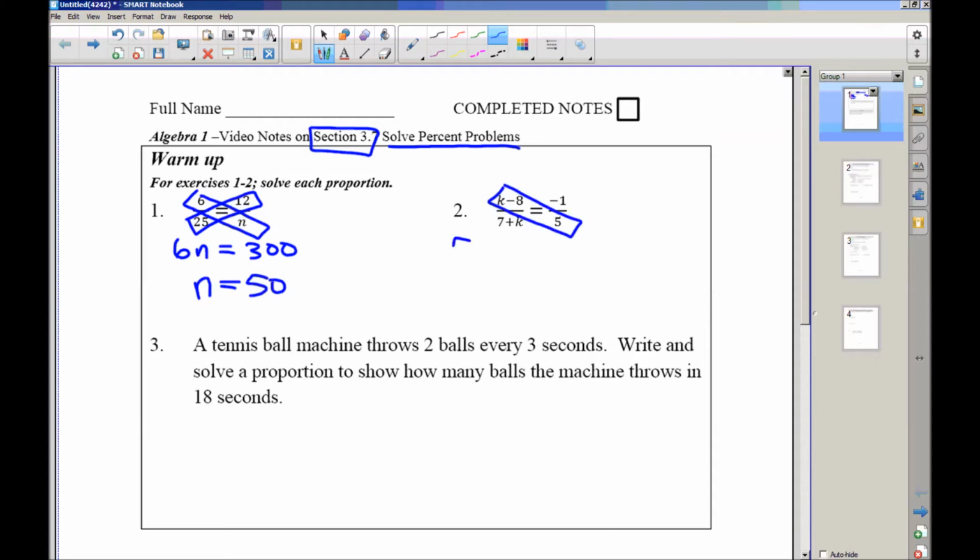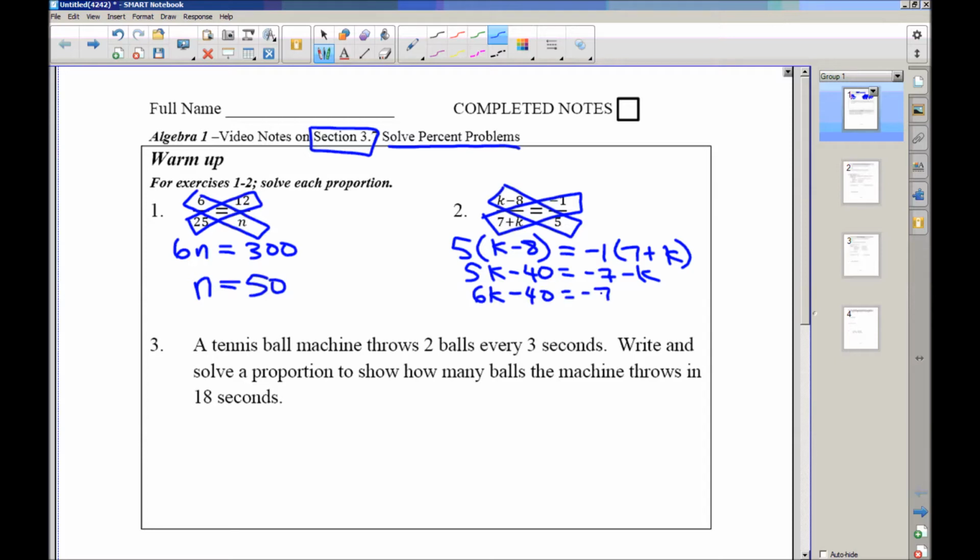All right, number 2. Cross products are 5 times k minus 8, and the other one is -1 times 7 plus k. Okay? So now we have to solve this multi-step question. We multiply the 5 to get 5k minus 40 equals -7 minus k. Then we add k to both sides to get 6k minus 40 equals -7. Then we add 40 to both sides to get 6k equals 33. Now at this point we have to do some division, and notice it doesn't come out evenly, so k is going to be 5.5.